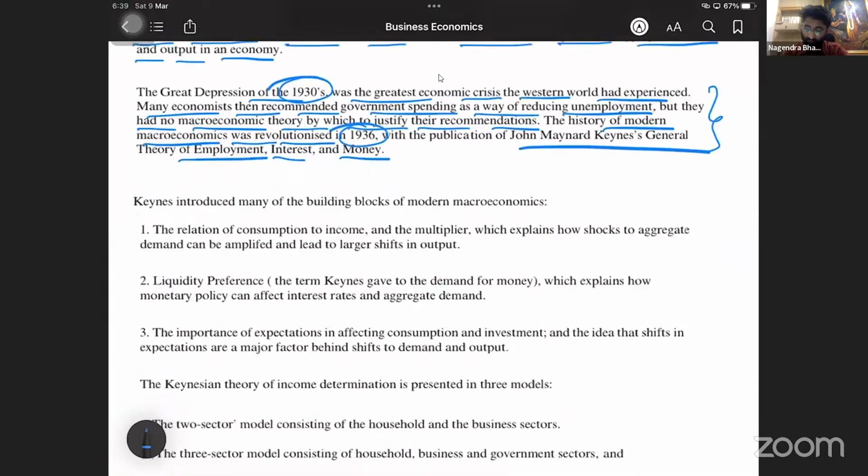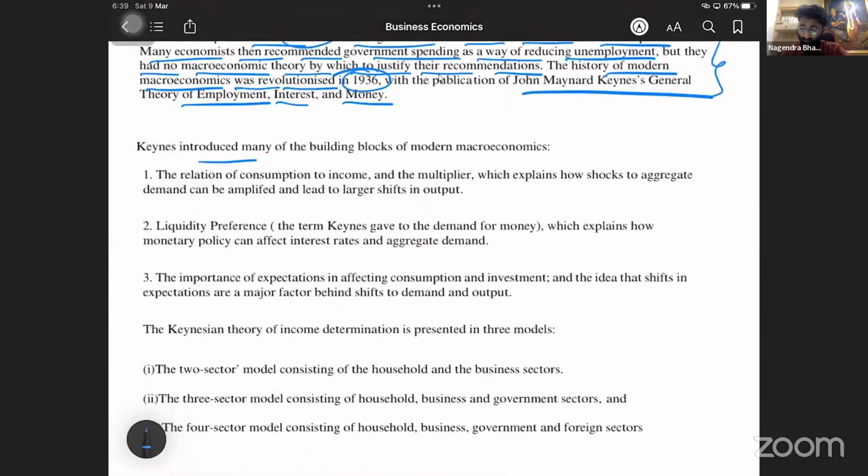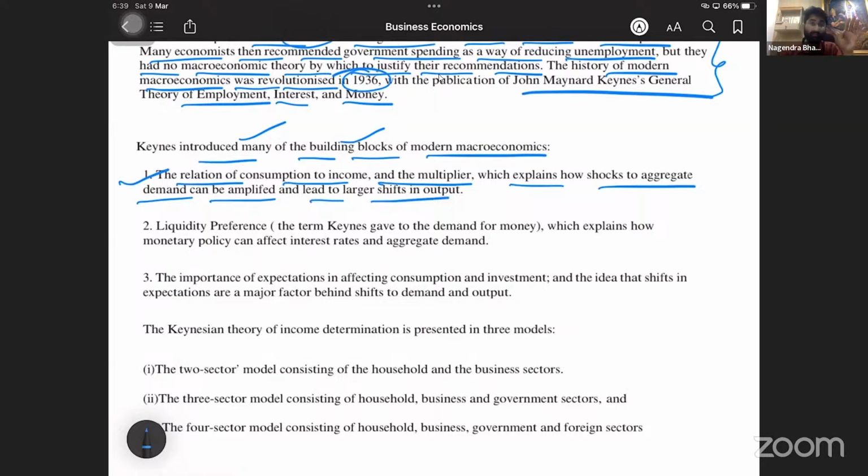Keynes introduced many of the building blocks of modern macroeconomics. First one, the relation of consumption to income and the multiplier, which explains how shocks to aggregate demand can be amplified and lead to larger shifts in the output. So he explained the relationship between income and the multiplier.